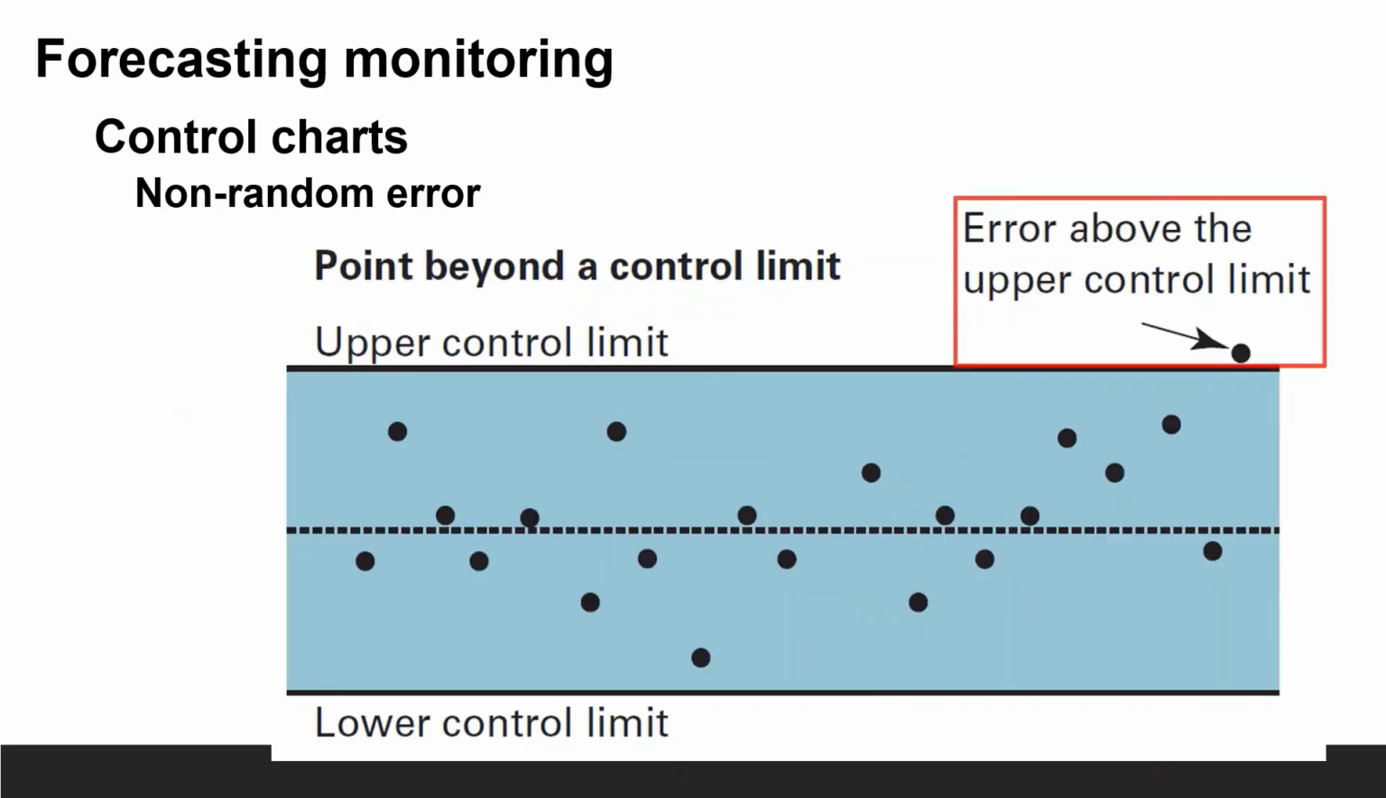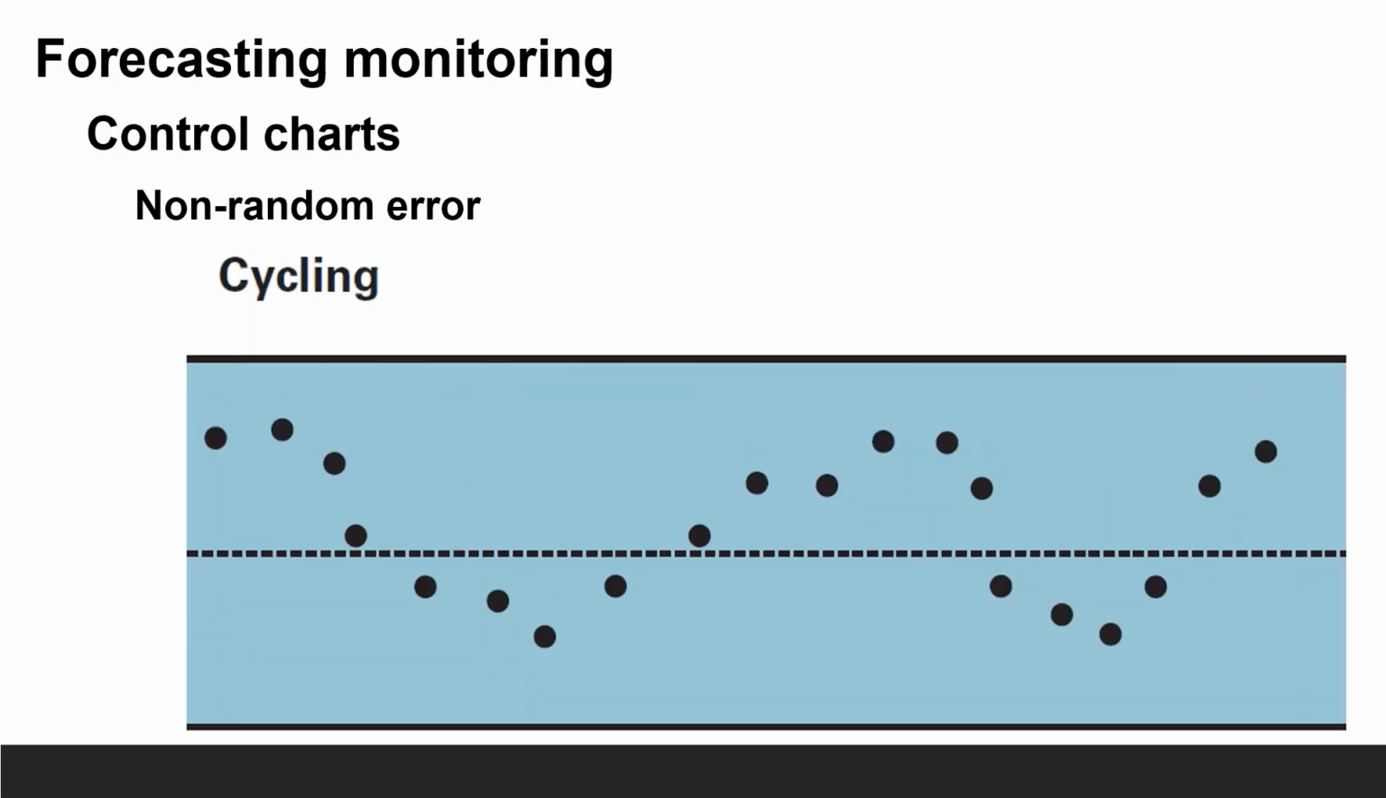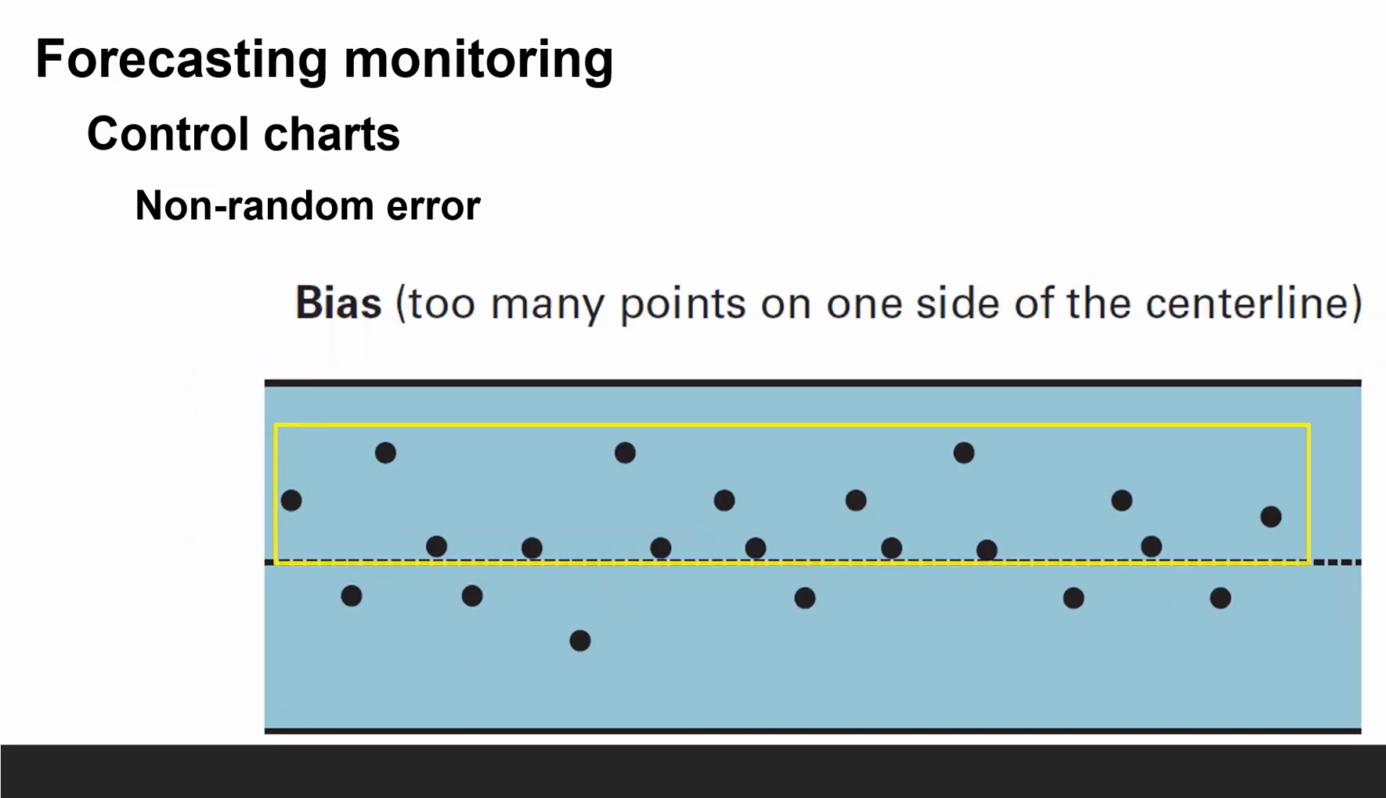Here we have a point beyond a control limit, so the error is not random. In this case, the error has a trend. So, it is not random. While here, the error has a cyclic nature. So, it is non-random. The last case, if too many points are on one side of the center line, the error is biased. Consequently, it is non-random.